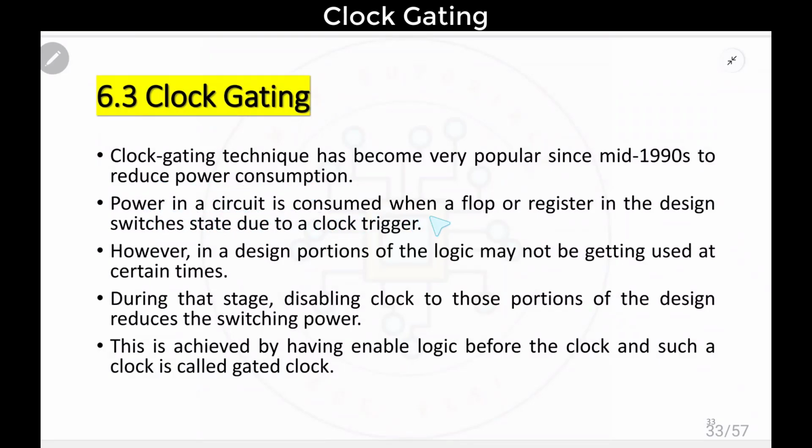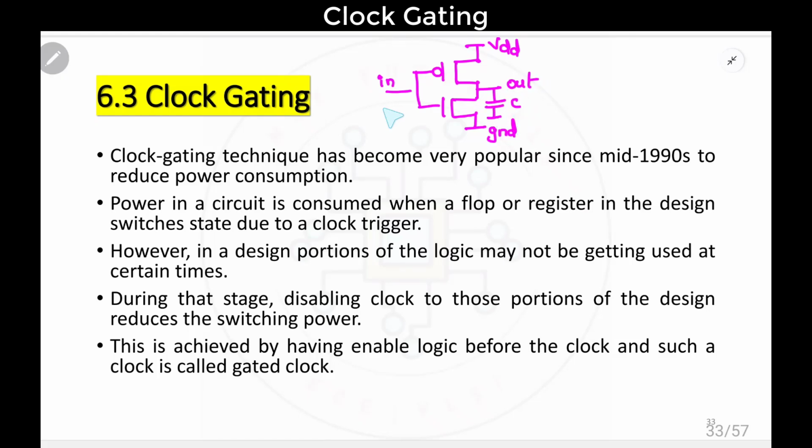Power in a circuit is consumed when a flip-flop or register in the design switches state due to clock trigger. So whenever the clock is getting triggered, it leads to on and off. Suppose you take the example of a CMOS inverter. Let me draw the diagram of a CMOS inverter, which contains one PMOS and one NMOS. Here the top will be VDD and the bottom will be ground. This portion will be input, this will be the output. Generally some capacitor will be present here.